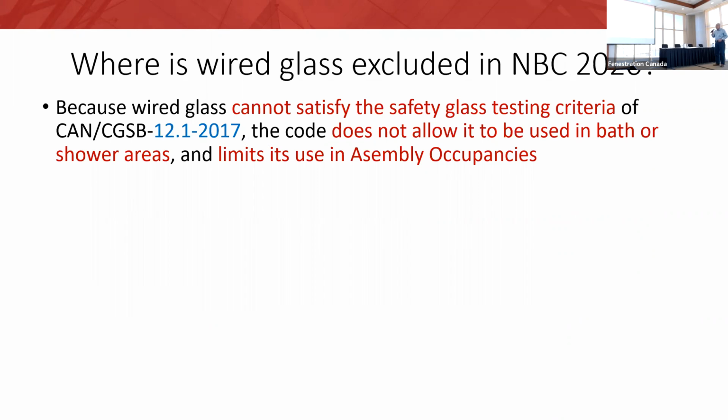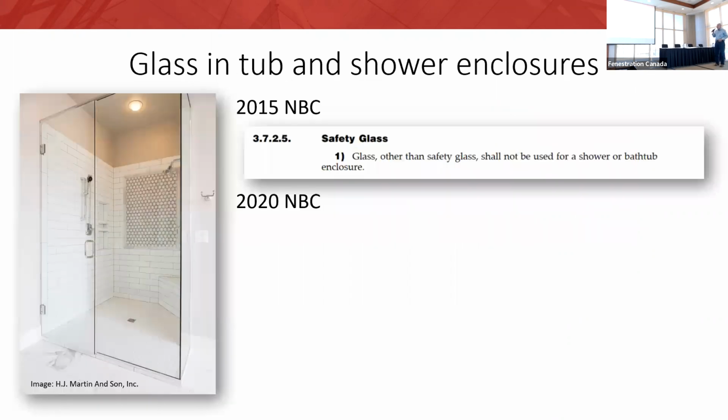Now, the code did pay attention to this in bath and shower areas. The old code said that glass other than safety glass shall not be used for a shower or bathtub, but wired glass is in a standard called safety glass, and the code allows it to be used everywhere else you use safety glass. So technically, wired glass theoretically could have been used in baths and showers.